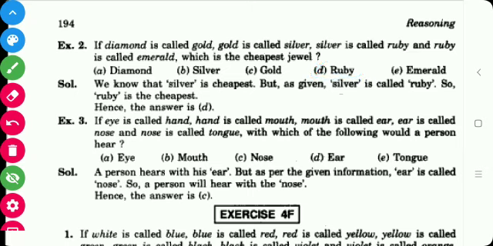Next question. If eye is called hand, hand is called mouth, mouth is called ear, ear is called nose, and nose is called tongue, with which of the following would a person hear? A person hears with the ear, right? And ear is called nose. So the answer is nose here. So the answer is C.